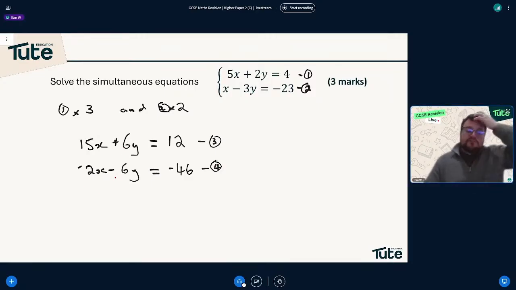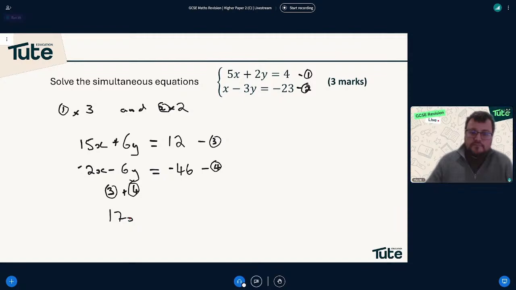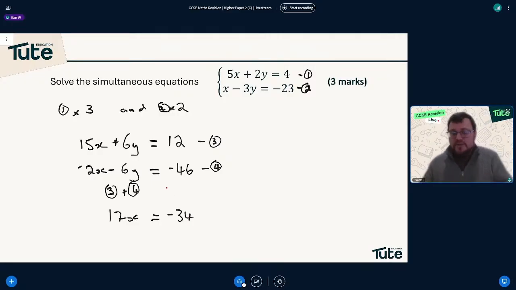If I add 6 and negative 6 together, I get 0. So 3 add 4, and I'm talking about the equations here, what I get is 17x equals negative 34. Then, of course, I'm solving the equation. Divide through by 17, and I get an answer of negative 2.